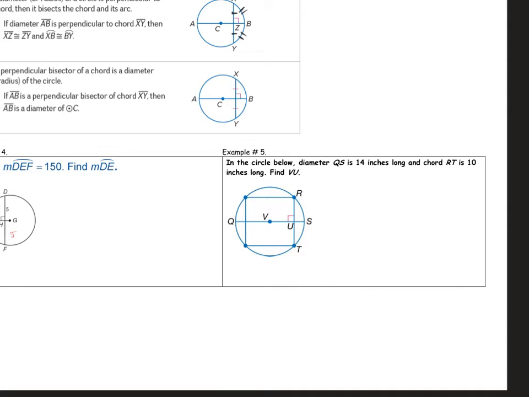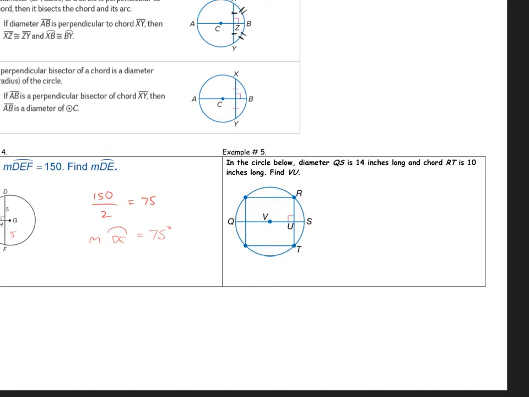And going to go back to theorem 9.3, since it's perpendicular, I know that this arc DE is going to be congruent to arc EF. And since it's 150, it's going to be bisected, so I'm going to take 150 and divide it by 2, which I get is 75 degrees for each one of these arcs. So that means that the measure of arc DE is equal to 75 degrees.